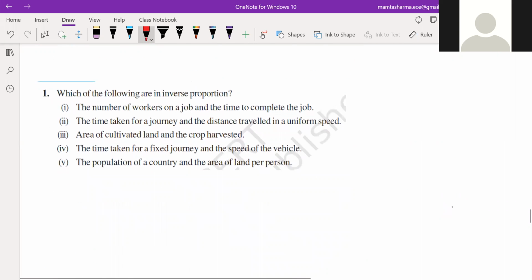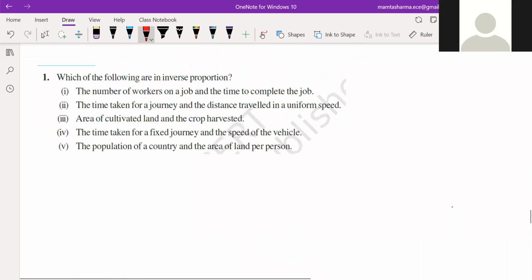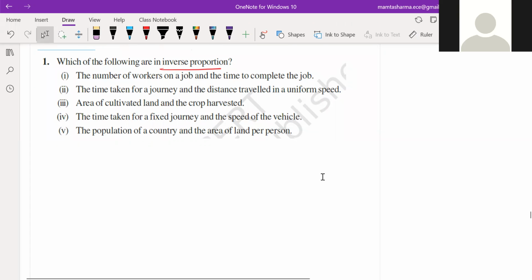Okay. Now, this question is interesting. Which one of the following are in inverse proportion? All of you, please read one by one. Start from Abhinav. Abhinav, read the first question. The number of workers on a job and the time to complete the job. So the number of workers and the time, will they be in inverse proportion or direct proportion or nothing?